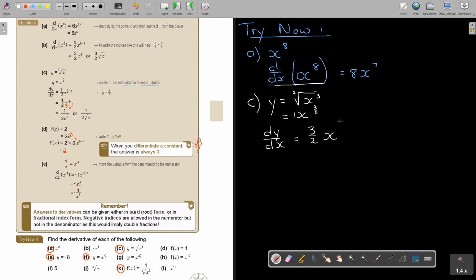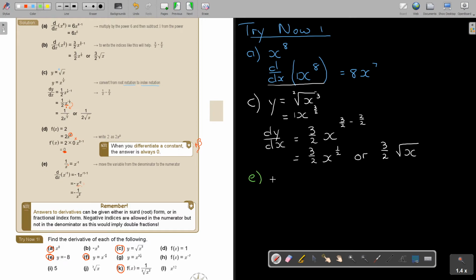Now, again, I'm going to do it little by little. So I like to write 3 over 2 just in the beginning, just to help you. So because the denominator is 2, I subtract 2 over 2, and that is going to give me 3 over 2 x to the power of a half. I can leave it like that, or I can write it as 3 over 2 square root x. I'm taking it back to root notation. Okay, let's do the next one, number E.